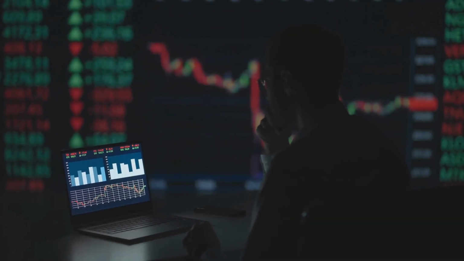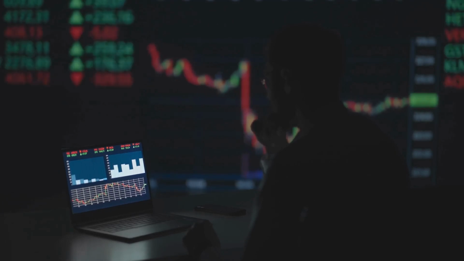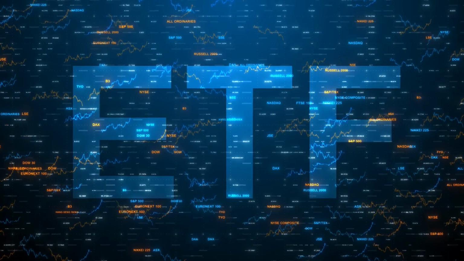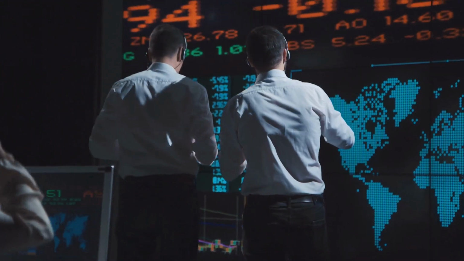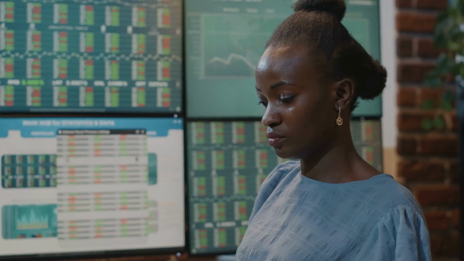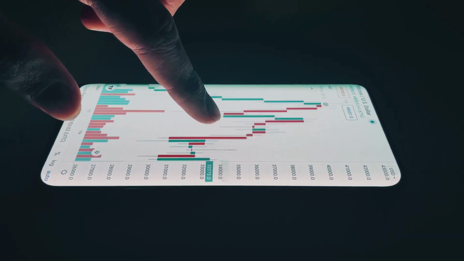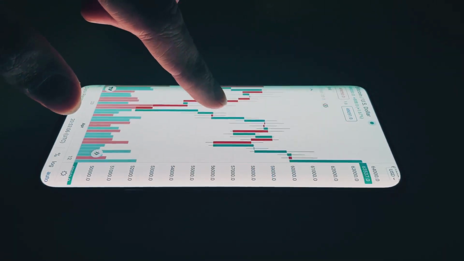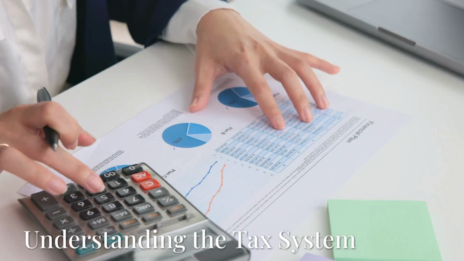Now let's move on to ETFs, or exchange-traded funds. ETFs are similar to mutual funds, holding a basket of assets. However, ETFs trade on stock exchanges like individual stocks. This structure leads to differences in how ETF income is generated and distributed. ETFs tend to have lower turnover, meaning fewer taxable events.